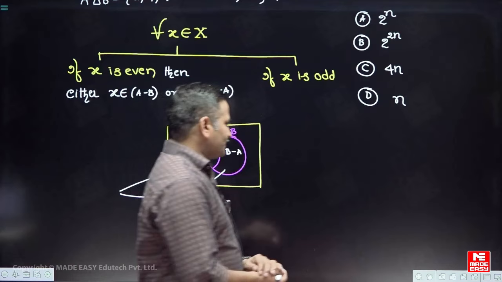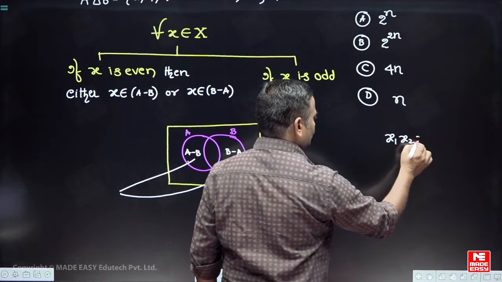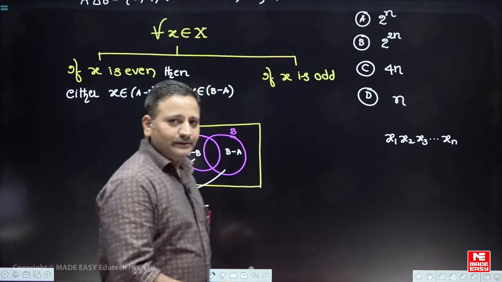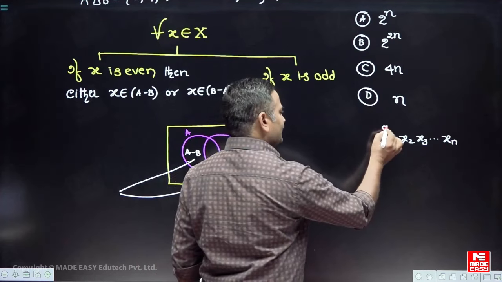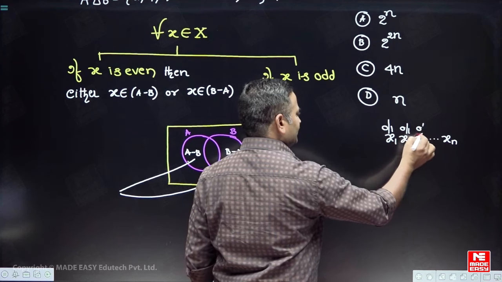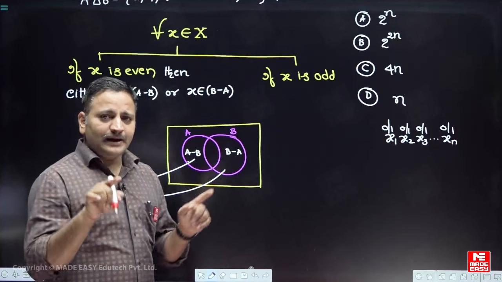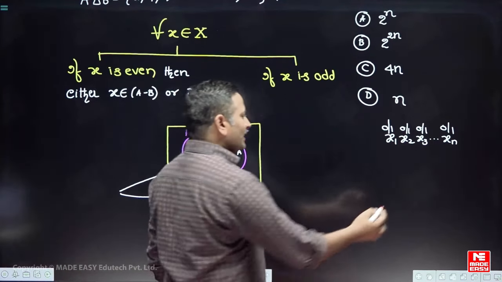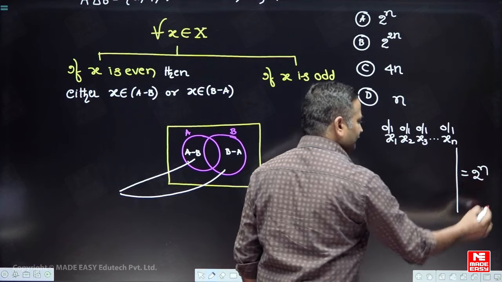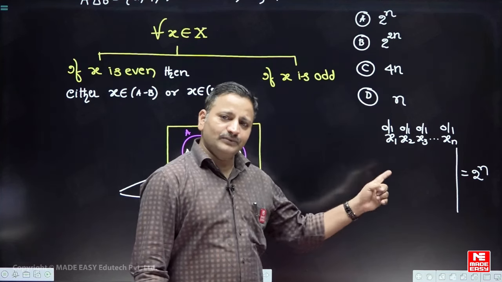Let me write those basics, friends. Suppose I have x1, x2, x3 and so on to xn. If there are n variables, and each variable has two possibilities, either absent or present, then the total number of combinations possible is equal to 2 to the power of n. You always remember this logic, friends. Complete discrete mathematics depends on only this logic.